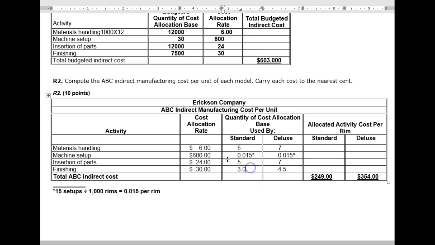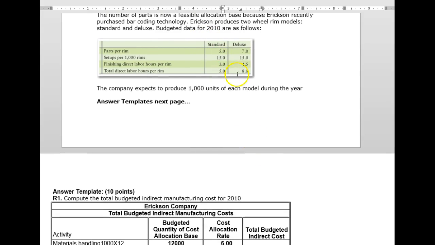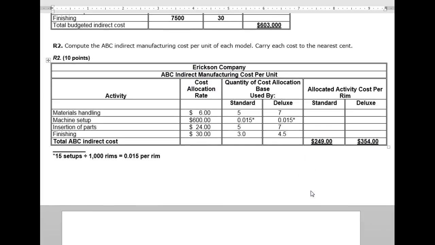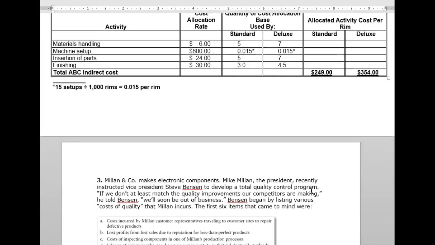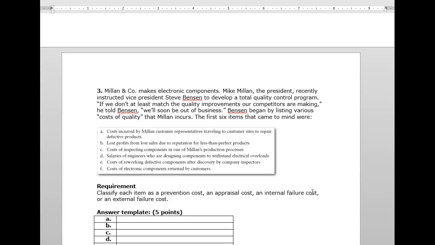This is the same parts ratio, and this is your finishing amount. So now these numbers just get multiplied times this to come up with your allocated cost per rim for indirect manufacturing. It's very neat, isn't it? So that one you should pretty well handle.